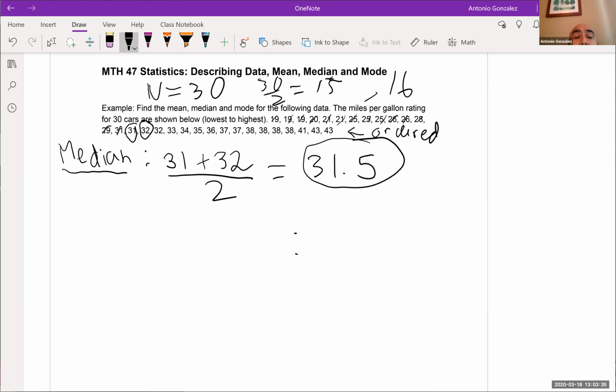Yes, if n is even, you're going to solve it in that manner. You take half, and then it's whatever that number is, and the one to the right of it, the next one over.